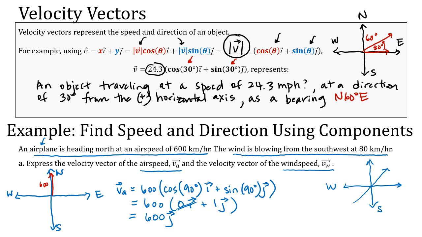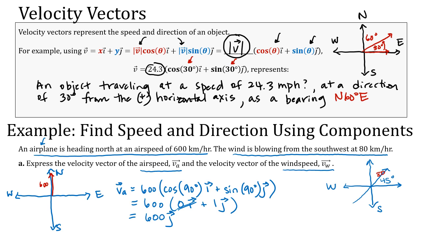And when they don't give you an actual angle measure and they use something like southwest, you can assume that it's cutting that quadrant right in half. So that means that the angle from the positive x-axis is 45 degrees. And of course we know, because it's been given, that the length of that vector is going to be 80.